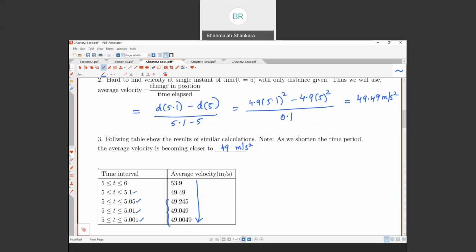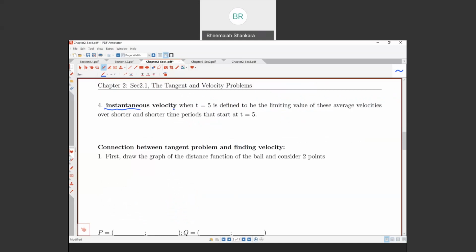Next is instantaneous velocity. So when time t equal to 5, the instantaneous velocity is defined to be the limiting value of these average velocities over shorter and shorter time periods that start at t equal to 5. Thus you want to say the instantaneous velocity after 5 seconds is 49 meter per second.